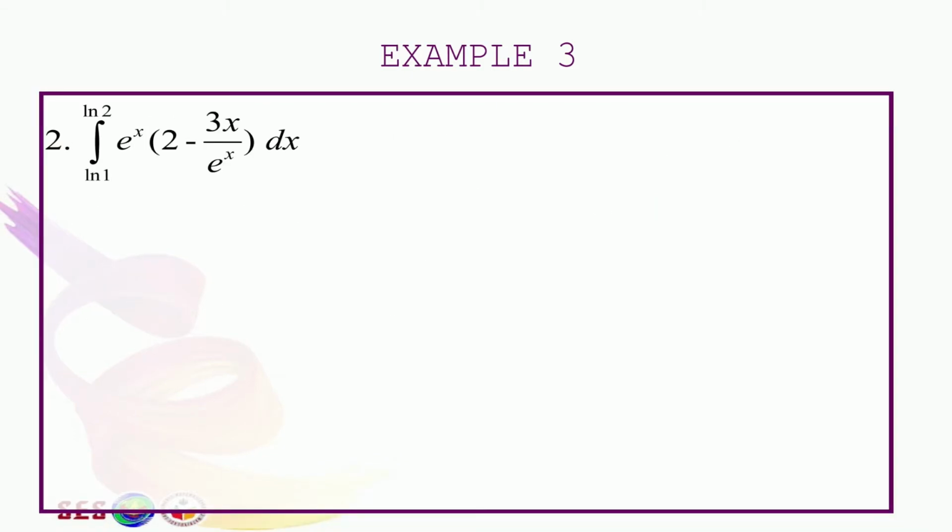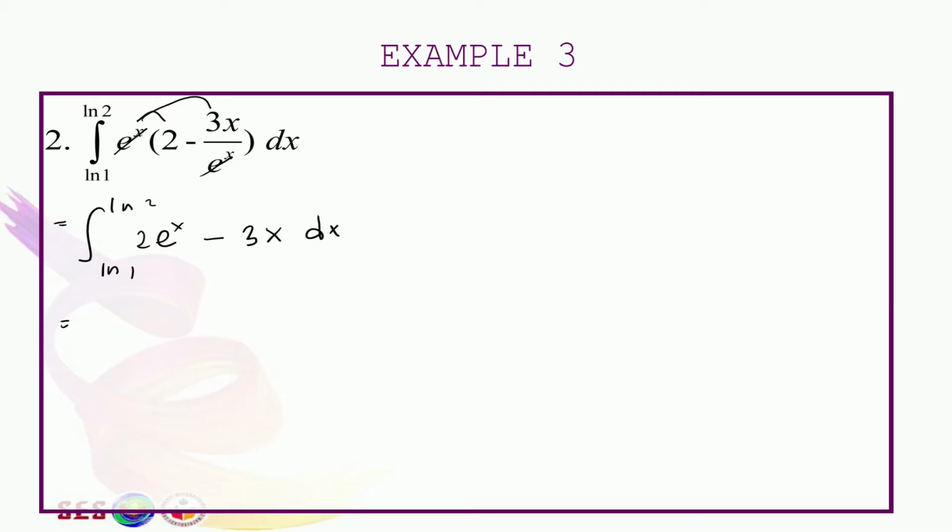Next, we have example 3, question number 2, a definite integral, where the limit is ln 1 until ln 2, e^x multiplied with (2 minus 3x over e^x). So you need to integrate with respect to x. First of all, we need to expand the bracket. So we have 2e^x minus, we can eliminate the exponent, so we are left with 3x dx.